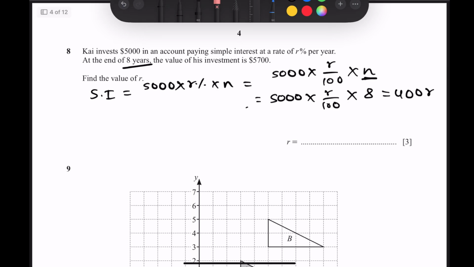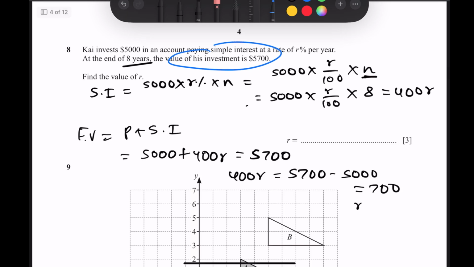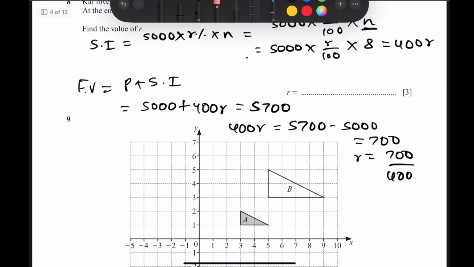Now, the question is saying that at the end of the 8 years, the value of his total investment is $5,700, which means that the final value is equal to the principal plus the simple interest, which is equal to 5,000 plus 400R. And the question is saying that this is equal to $5,700. 400R would be equal to 5,700 minus 5,000, so 700. R would be equal to 700 divided by 400, which is equal to 1.75.